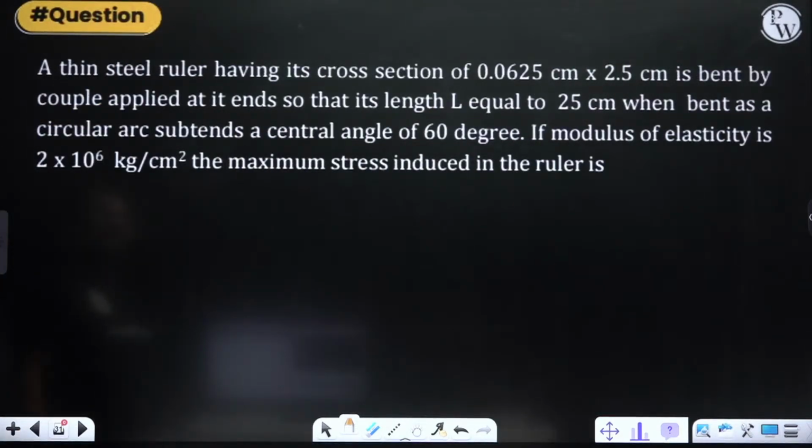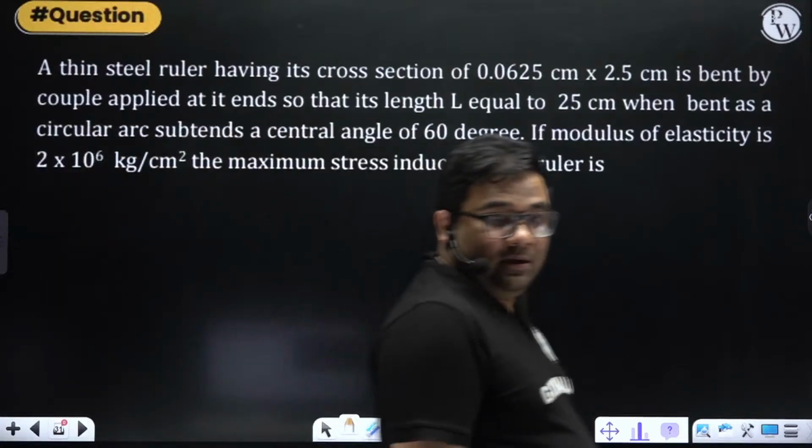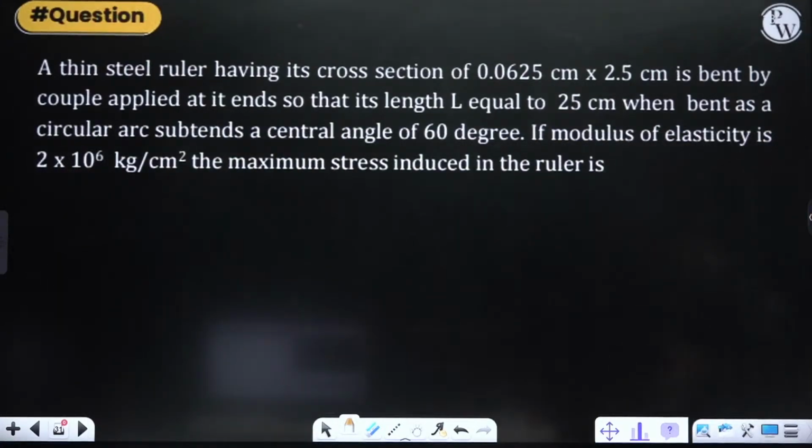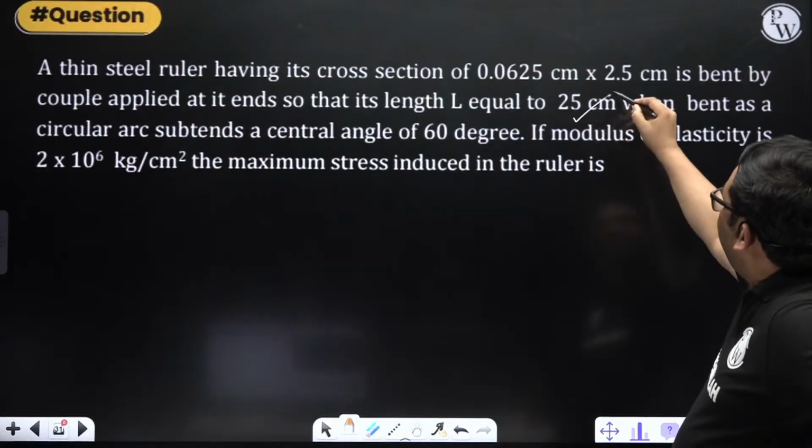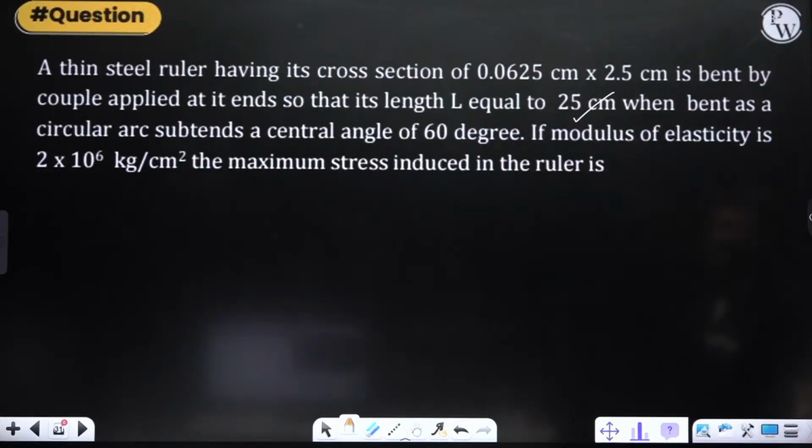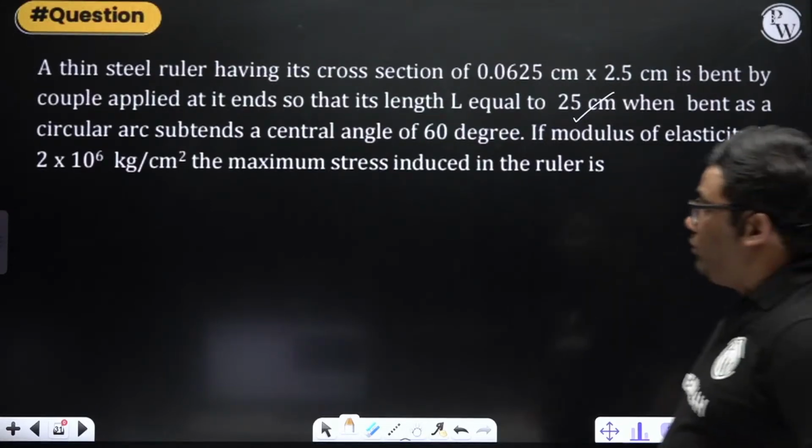See this question: a thin steel ruler, a scale kind of thing, with a cross section of 0.0625 into 2.5 centimeter, is bent by a couple, meaning a moment, applied to the end so that the length L equals 25 centimeter. When bent as a circular arc, it subtends a central angle of 60 degree. If the modulus of elasticity is this much, find the maximum stress induced in the ruler. So let us solve this question. How to solve, I will tell you.